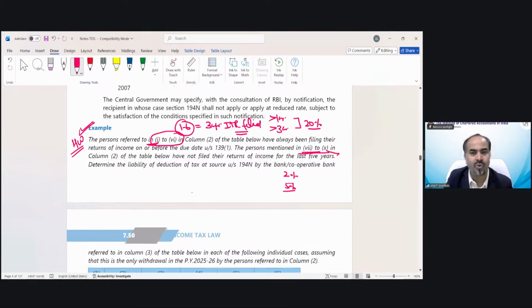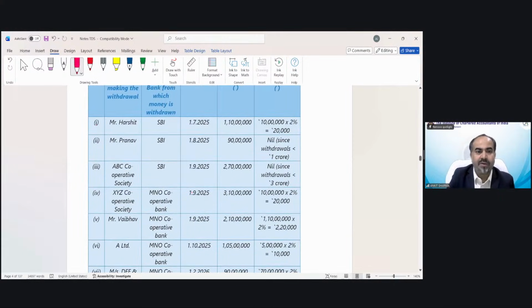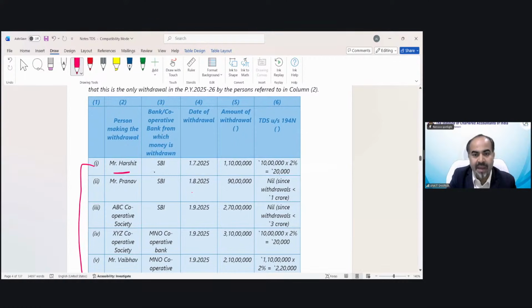Let me solve 1 or 2 cases for you. So from point number 1 to 6, we have to assume that ITR has been filed. So you can see Mr. Harshit is making a withdrawal from SBI Bank on July 1st, 2025. The amount of withdrawal is 1 crore 10 lakh rupees. So the normal case is applicable up to 1 crore, no TDS, only on the exceeding amount of 10 lakh rupees, 2% is going to be deducted by the bank. Clear?